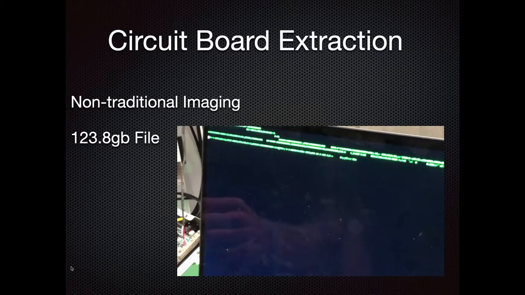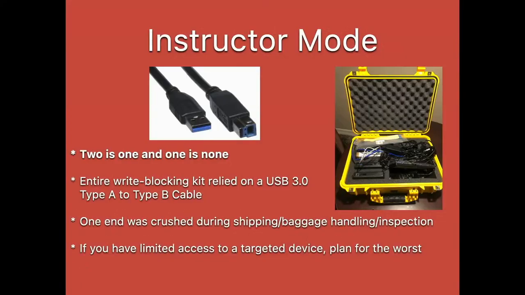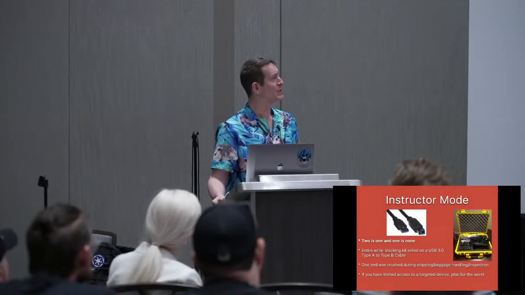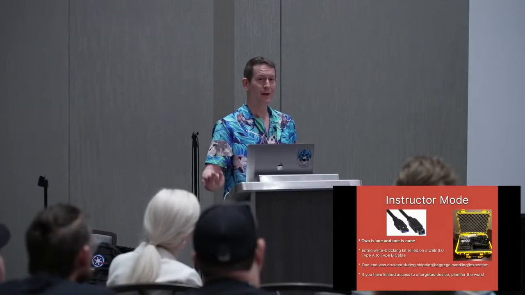And from that, once we had the image, we used a write blocker kit. Going back to instructor mode, 2 is 1, 1 is none. From Carver analysis, you look for the weak point in a system for exploitation. TSA found the weak point in this system was this USB type A to type B cable that was crushed during examination between dropping my luggage off in Charlotte and arriving here, which is the thing that makes the entire kit work. Note to self, next time have backup cables.